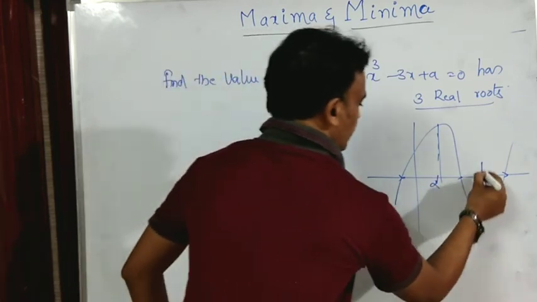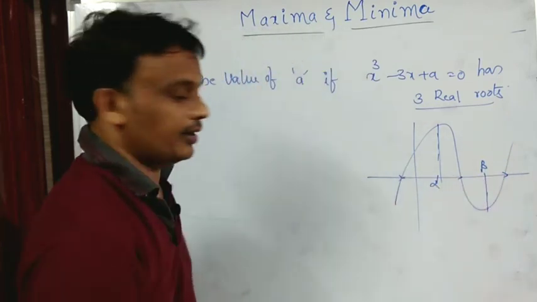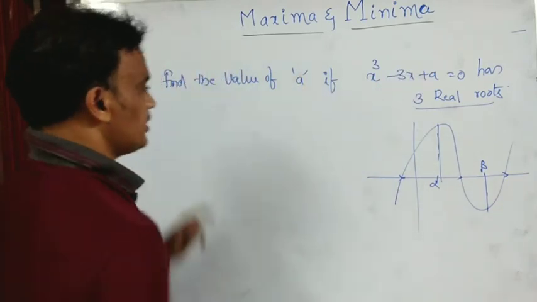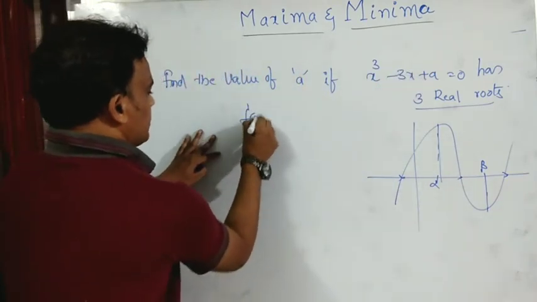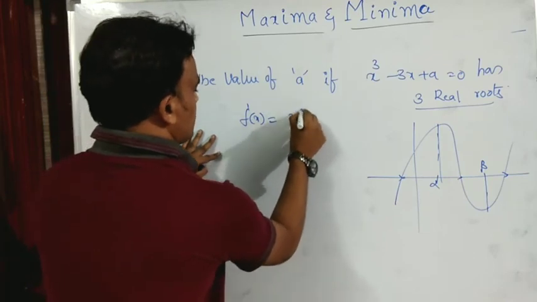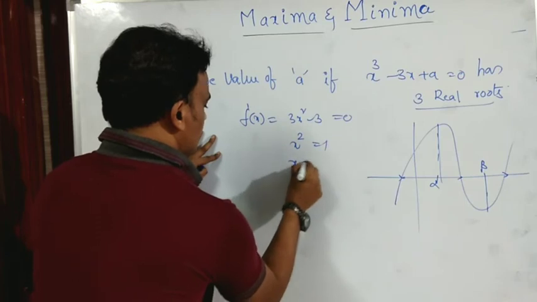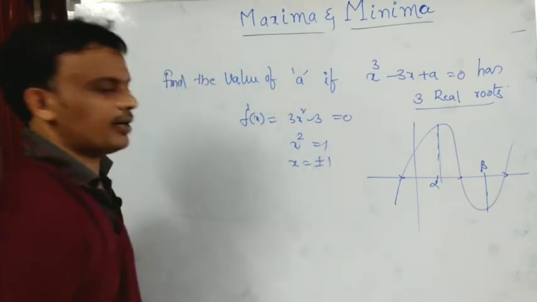Let us take alpha and beta, the roots of the second degree equation. First of all, take f dash of x equals 3x square minus 3 equals 0. x square is equal to 1, x is equal to plus or minus 1.